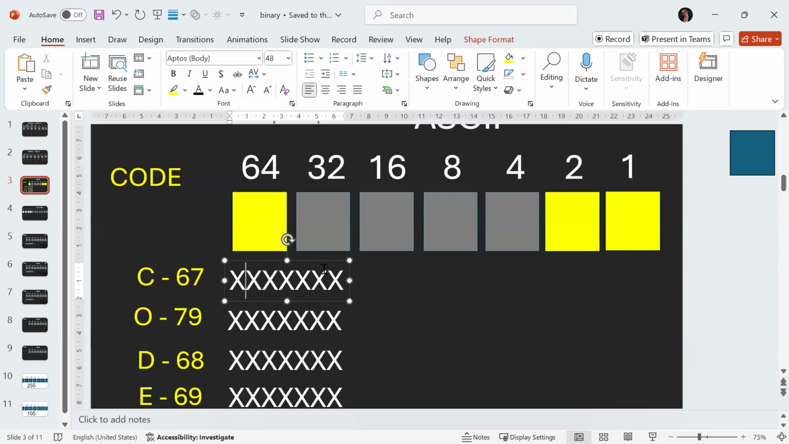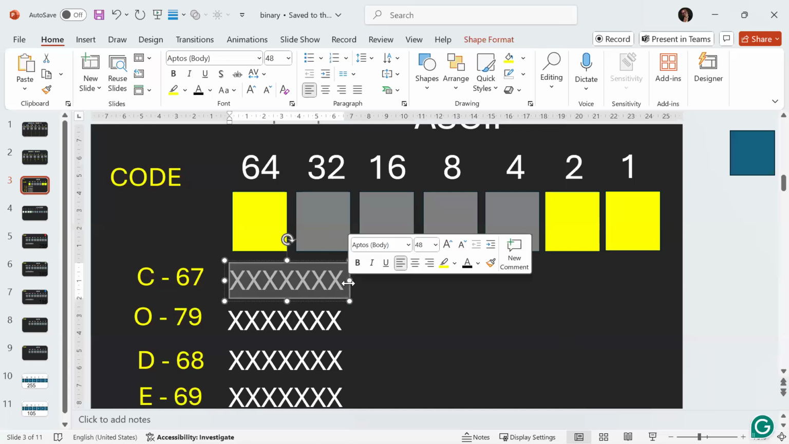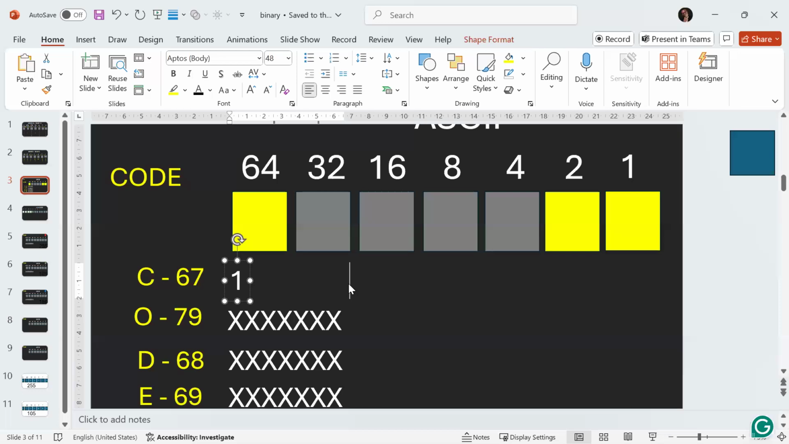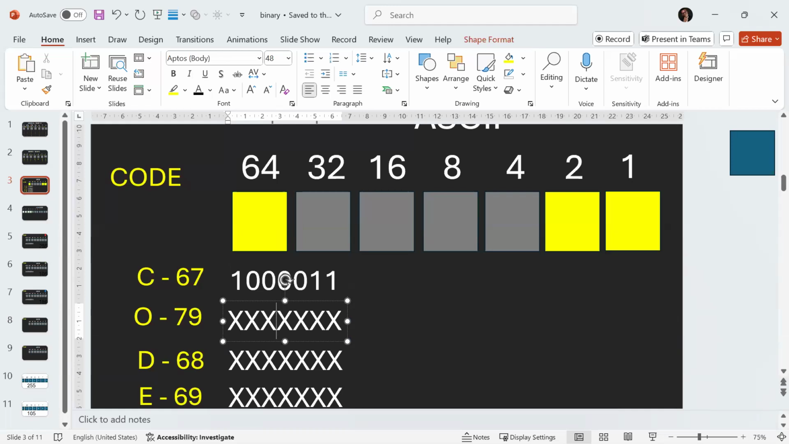So I'm going to rewrite this to become 1, which is the yellow. The next ones are 0, 0, 0, 0, 1, 1. So that is capital letter C. Thank you for those that participated in this. Can you still hear me? Can someone confirm? Okay, thank you.